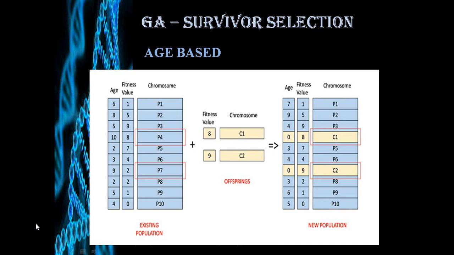Here, as you can see in the diagram, the oldest members are P4 and P7. Since the age of P4 is 10 and P7 is 9, the ages are 10 and 9 respectively for P4 and P7. We remove those, and the ages of the rest of the members are incremented by 1.